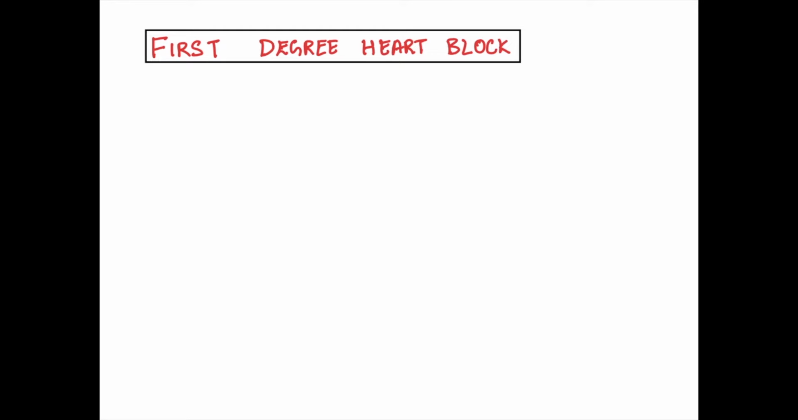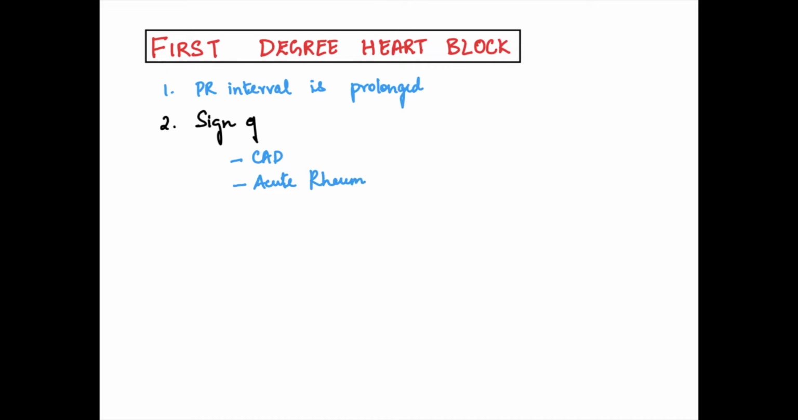So moving on to first degree heart block. First of all, the stuff that we need to know regarding first degree heart block is that firstly, there is a PR interval prolongation. As usual, there is a conduction delay in a first degree heart block. And secondly, first degree heart block is always a sign of coronary artery disease. And secondly, it will be acute rheumatic carditis, which is very, very important. And thirdly, it is digoxin toxicity.